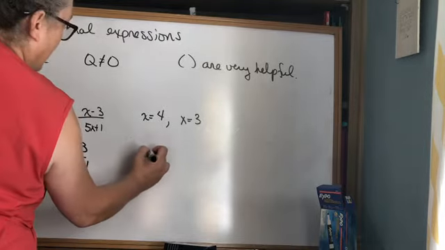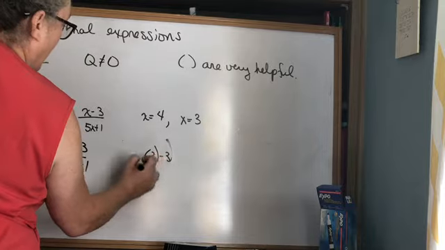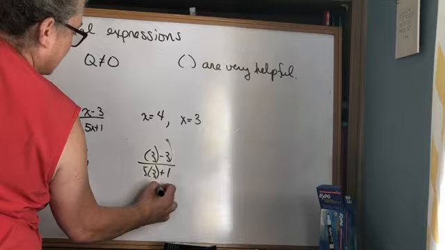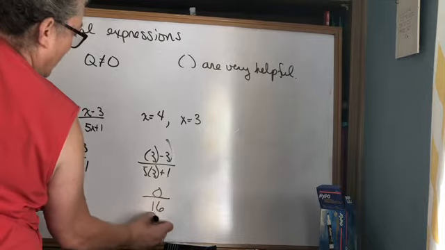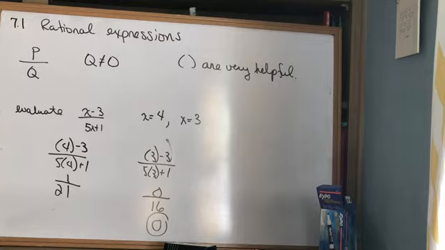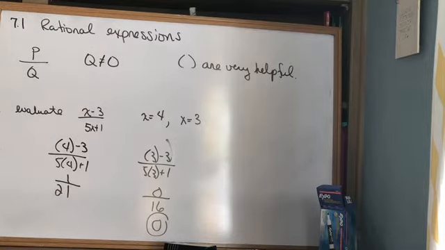And then we have 3 minus 3 over 5 times 3 plus 1, which would be 0 over 16, or just 0. So we simplified both of those after we evaluated. And that's all it means to evaluate, is to give a known value and to plug it into that rational expression. So I kind of mentioned that the denominator cannot be equal to 0.